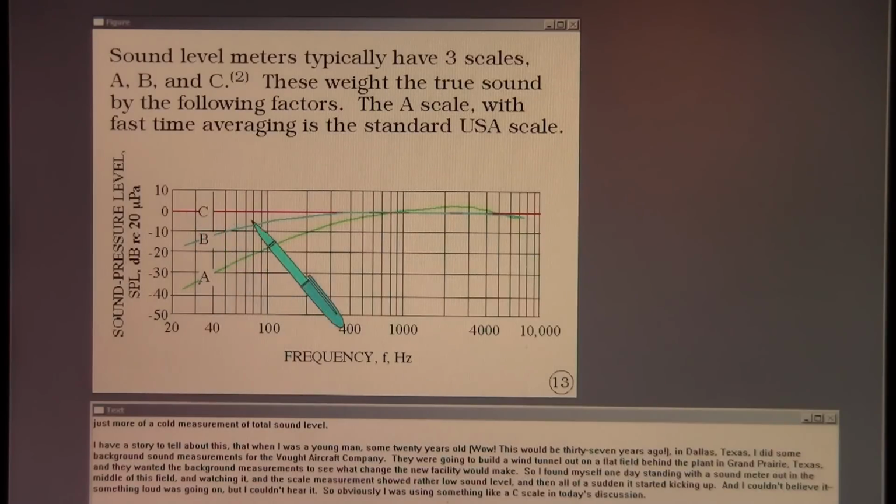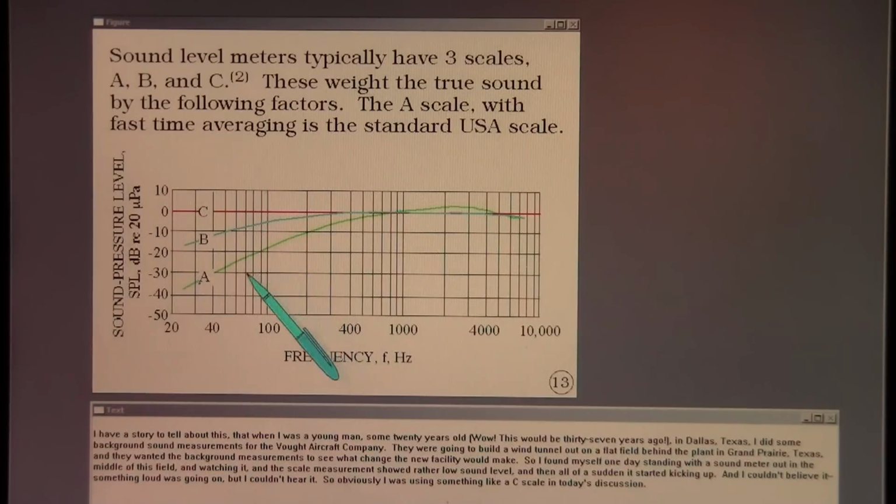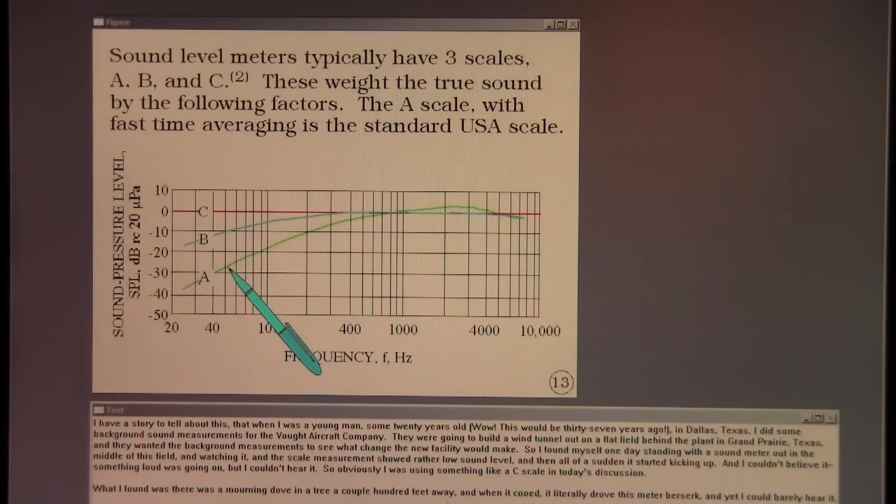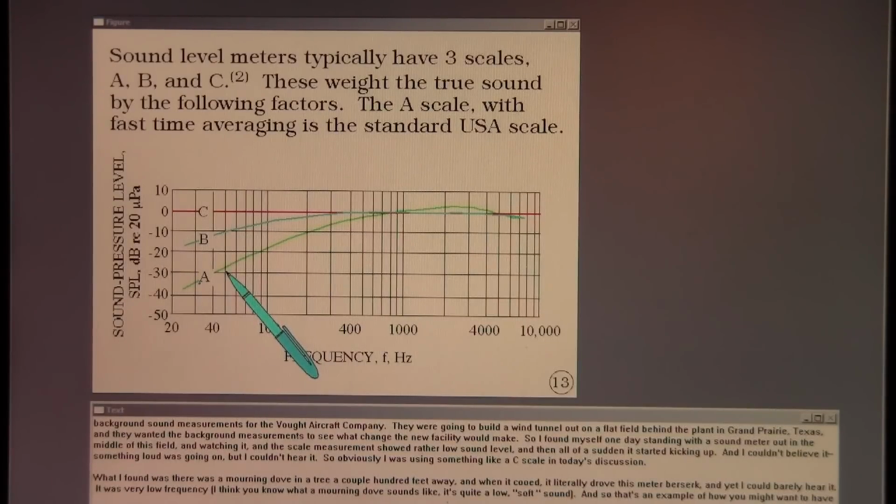I have a story to tell about this, that when I was a young man, some 20 years old, so wow, this would be 37 years ago, in Dallas, Texas, I did some background sound measurements for the Vought Aircraft Company. They were going to build a wind tunnel out on a flat field behind the plant in Grand Prairie, Texas, and they wanted the background measurements to see what change the new facility would make.